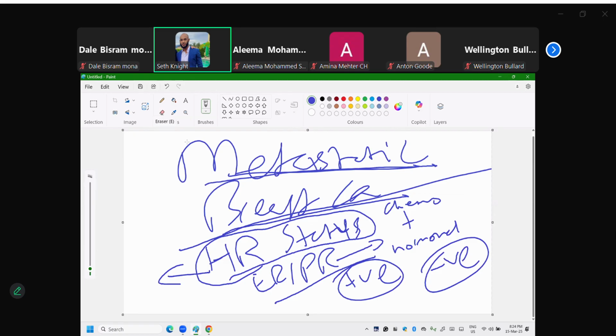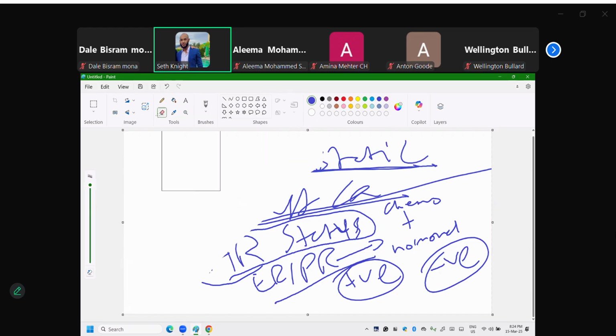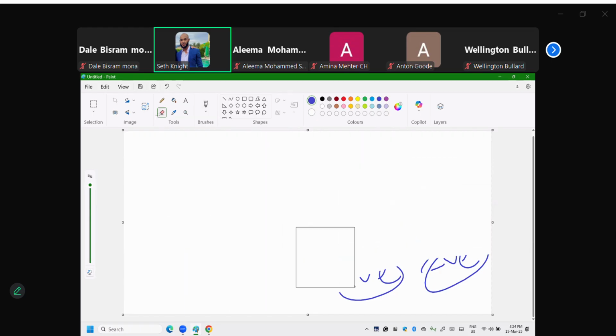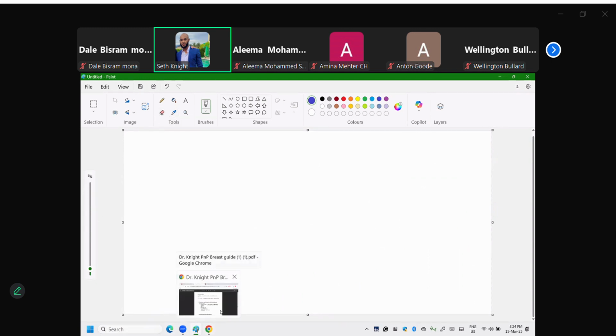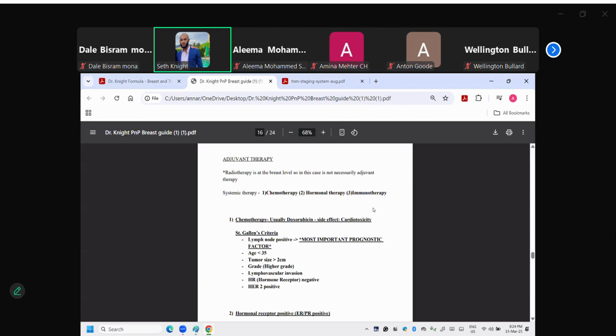Why am I stressing on that? For the past 3 years or so, they brought this question in a variety of ways. And the most important overall prognostic factor is indeed axillary lymph nodes. But if they tell you the patient has stage 4, metastatic breast cancer, then in that case, the HR receptor status is the most important prognostic factor.